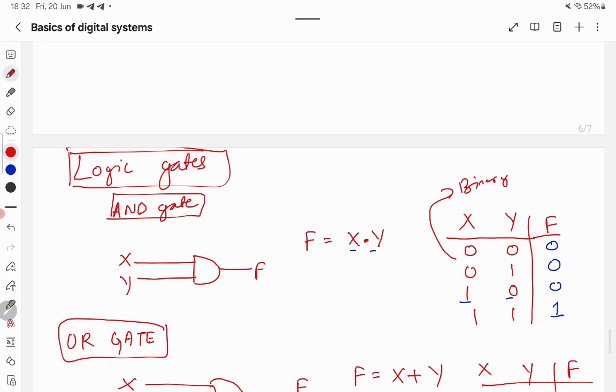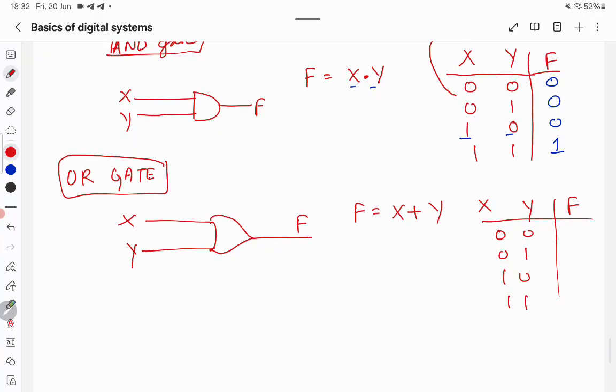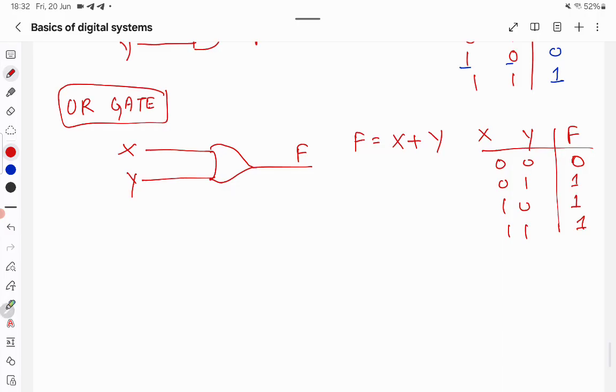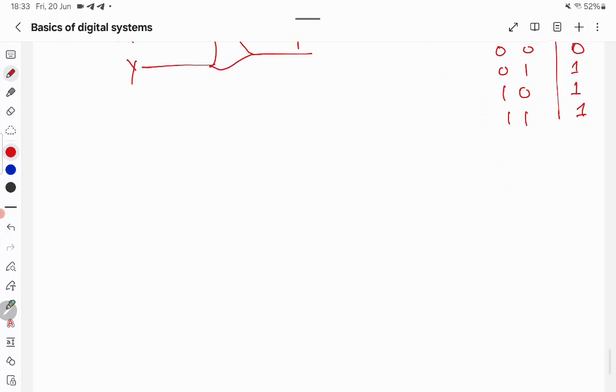Truth table basically is the table which shows us the input and output relation. Okay, so 0 or 0 will be 0, 0 or 1 will be 1, 1 or 0 will be 1, and 1 or 1 will be 1. So if we look at this gate, the OR operation between 0 and 0 is 0, 0 or 1 will be 1, 1 or 0 will be 1, and 1 or 1 will be 1.